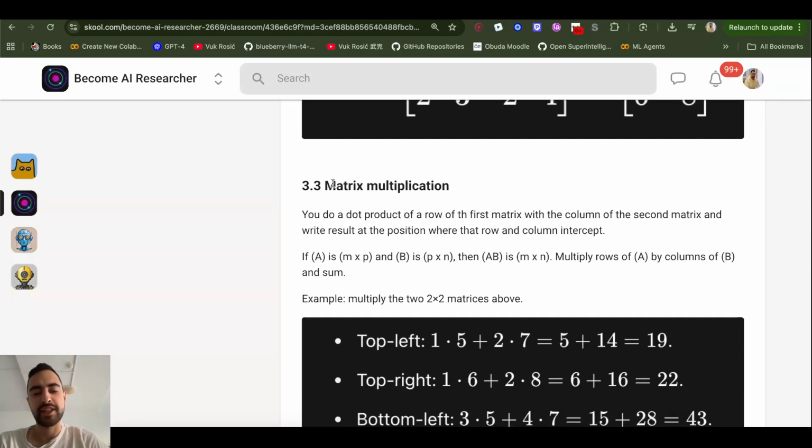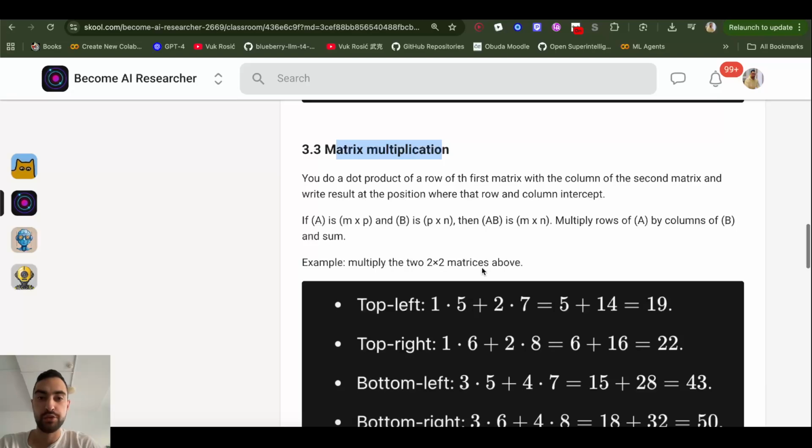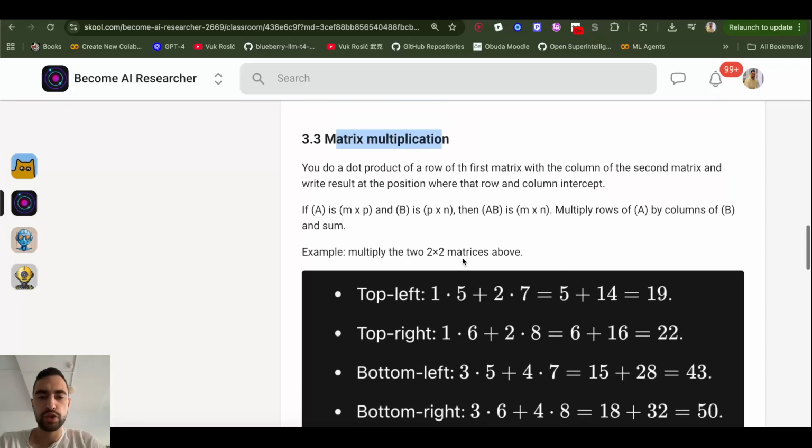Matrix multiplication, this is extremely important. This is used in neural networks. This is how, when they're learning or generating new things, you multiply the input vector or maybe activation vector, activation matrix, with the weight matrix. So you do dot product.